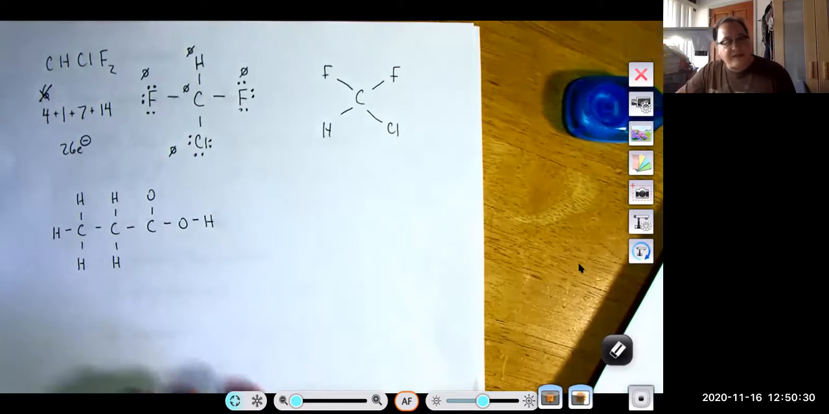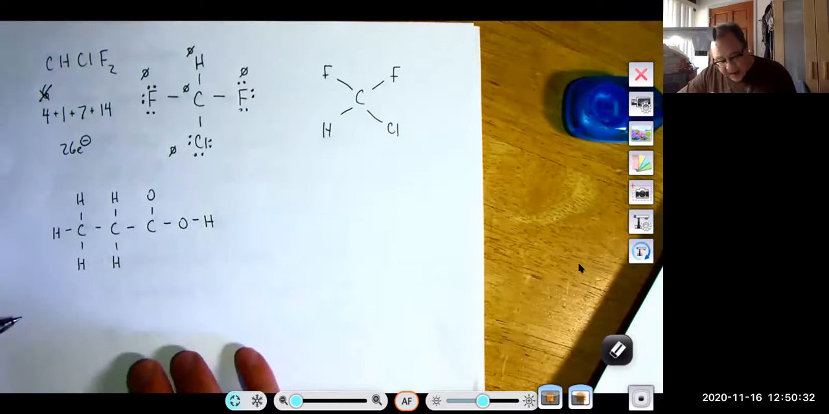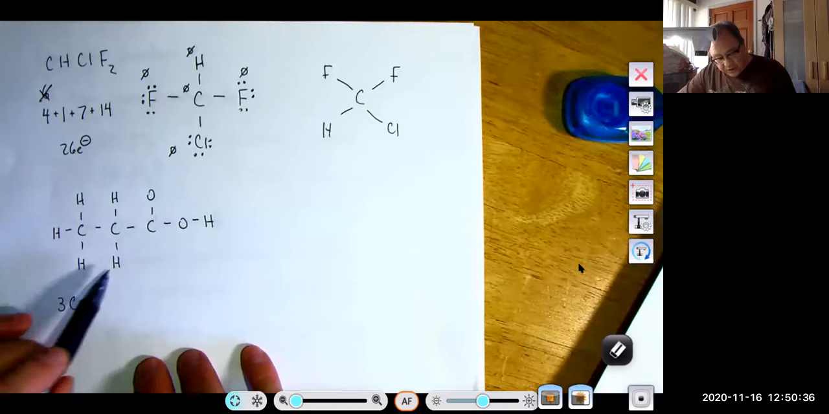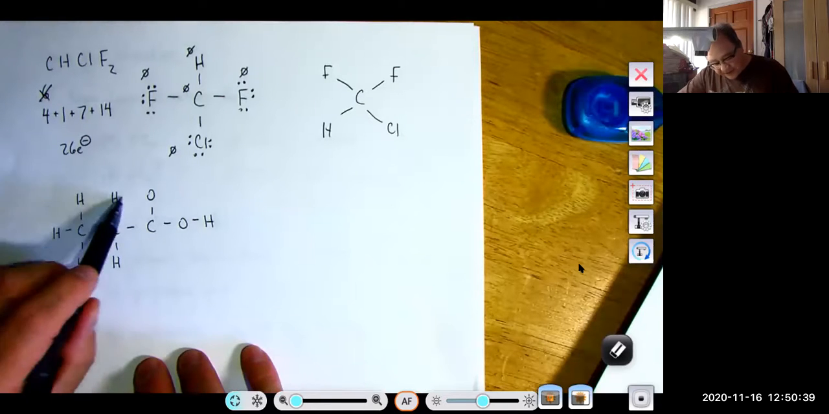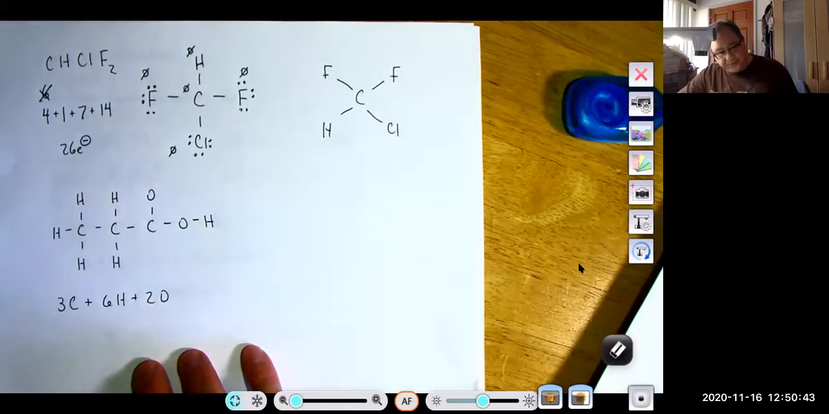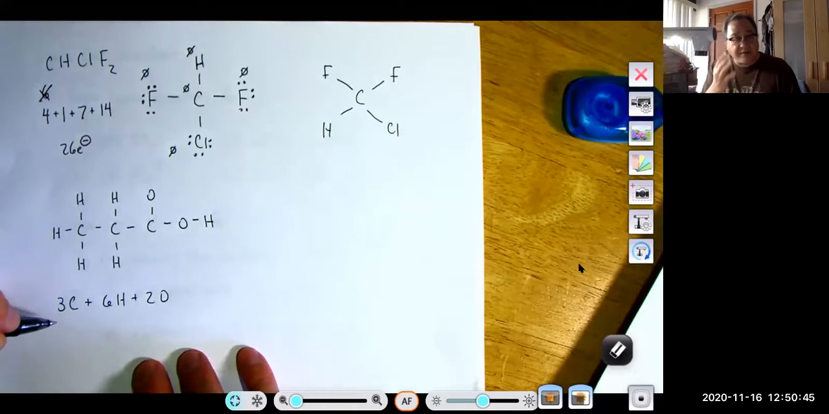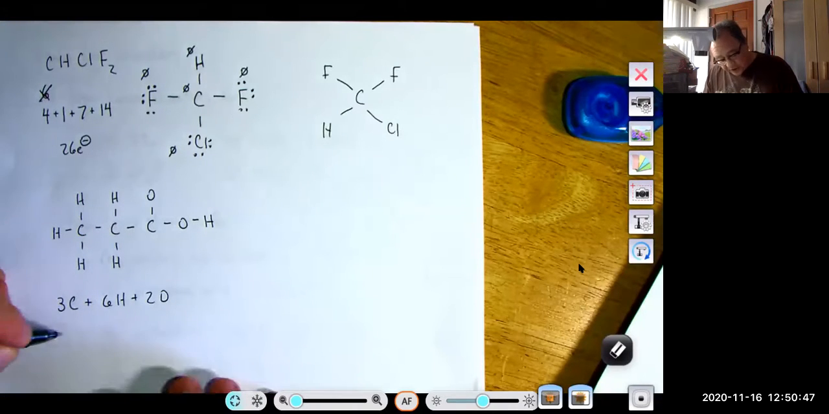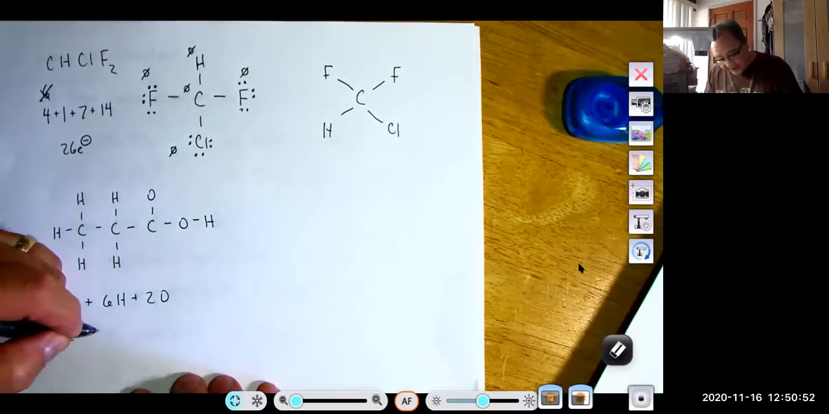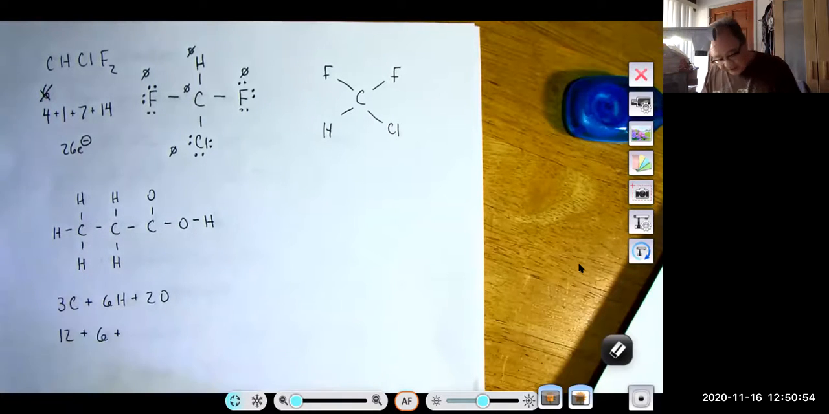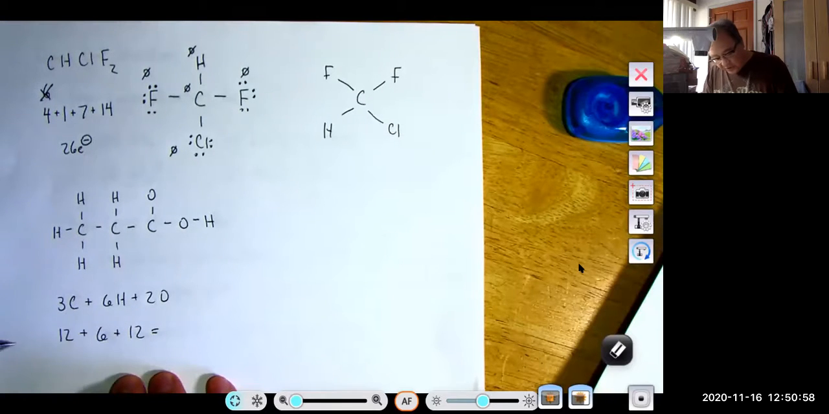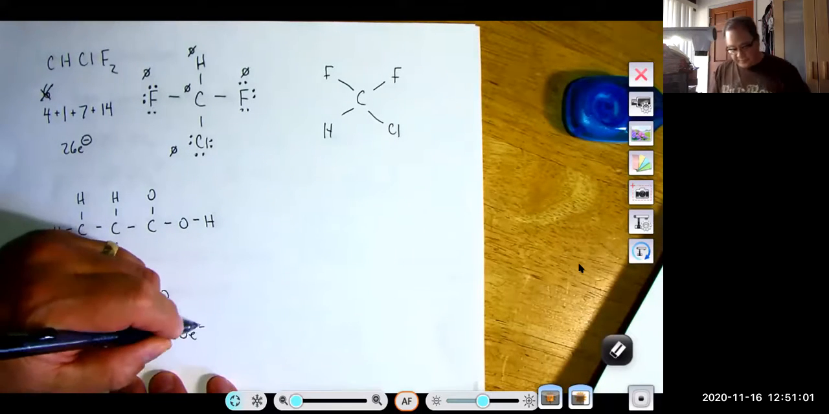Okay, and let's figure out how many electrons this should have. We have 3 carbons. We have 1, 2, 3, 4, 5, 6 hydrogens. And we have 2 oxygens. The carbons have 4 valence electrons each, so that's 12. The hydrogens have 1 each, so that's 6. The oxygens have 6 each, so that's 12. When we add this all up together, we get 30 electrons.